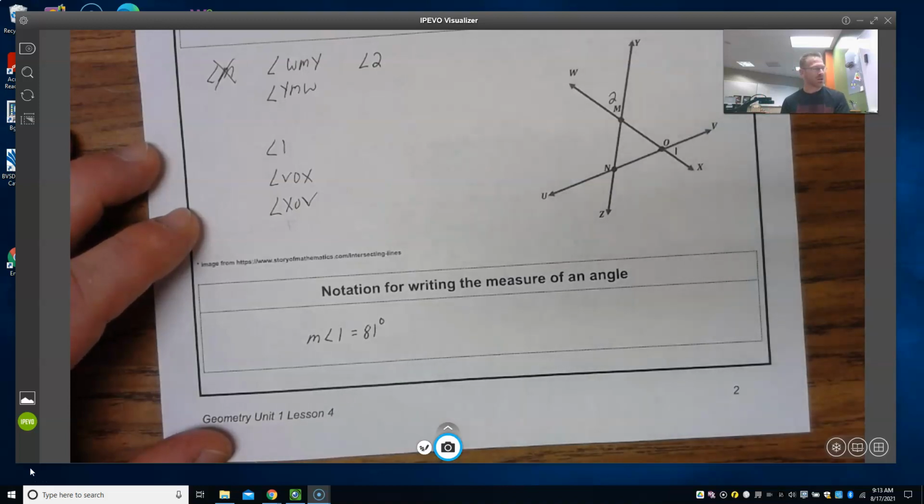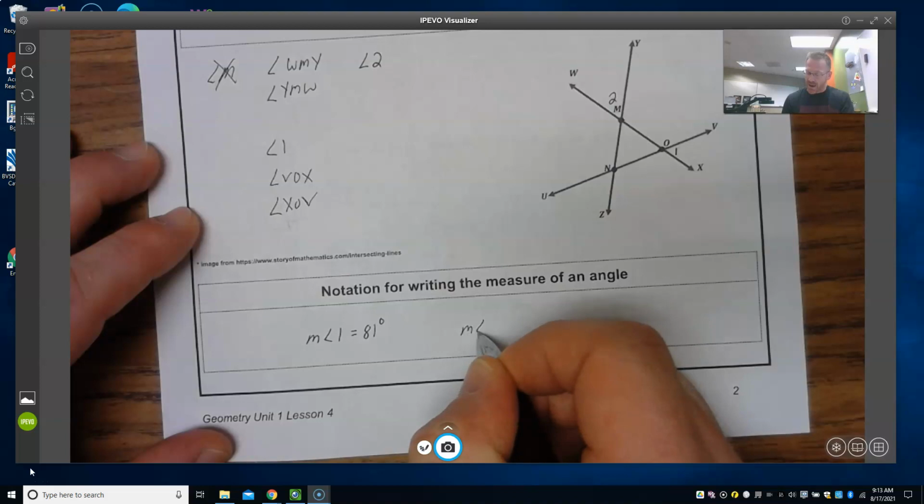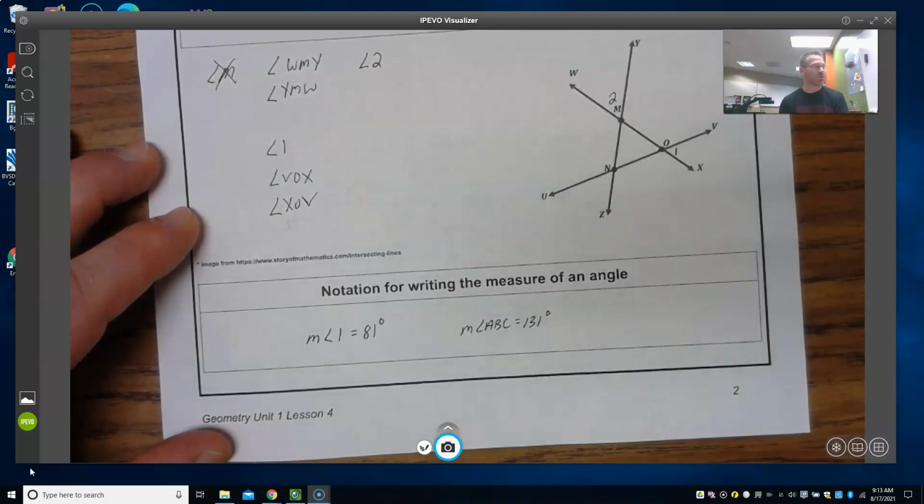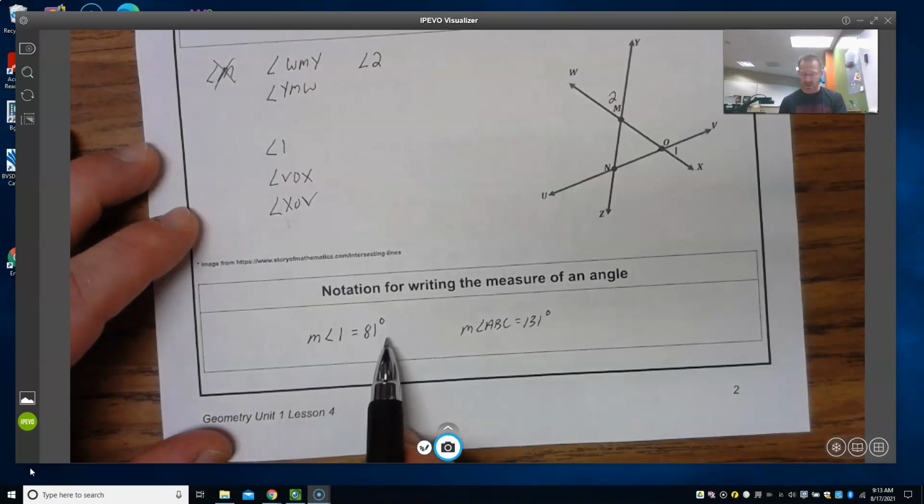All right, so we're going to be specific. So measure of angle ABC is equal to 131 degrees. So we want measure, the angle, equal sign, and then the number with the degree symbol. All right, so that's all of our intro to angle work.